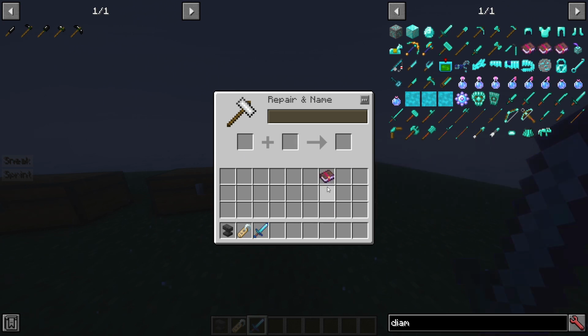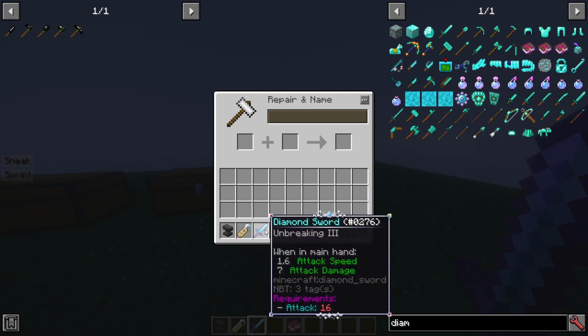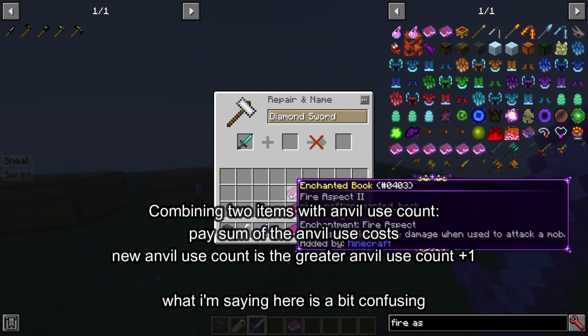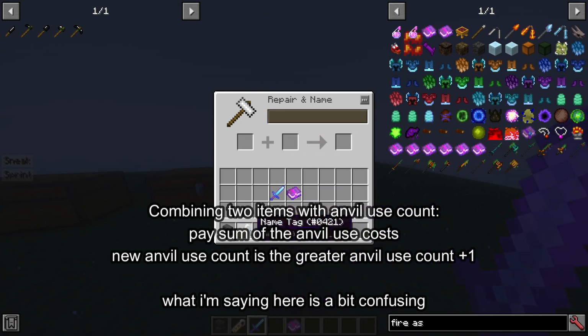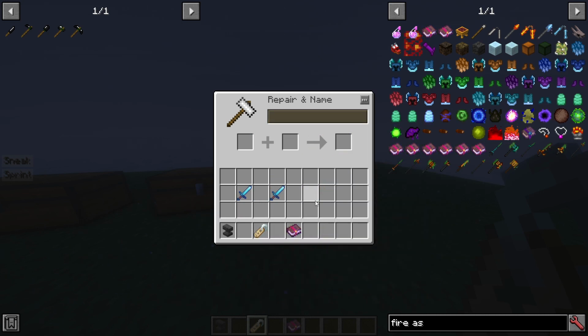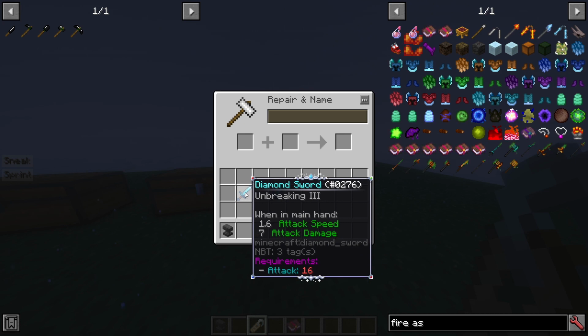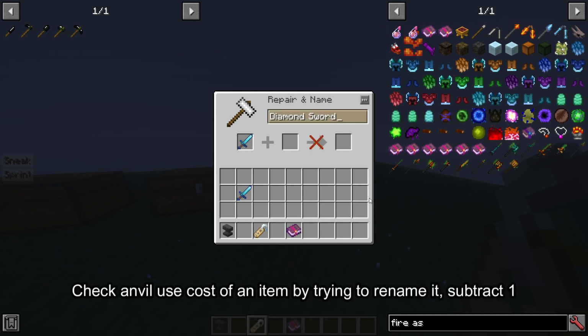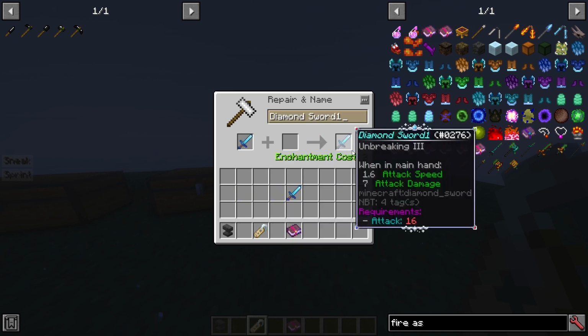Now, we have two items that both can have Anvil use counts. What happens if you combine two items which both have an Anvil use count? You don't get the sum of the cost, you get the maximum of the two. So we have used this once. We have used this twice. So the Anvil use count of this is 1, of this is 2, the Anvil use cost of this is 1, the Anvil use cost of this is 3. You can check that by trying to rename the item and subtracting 1 for the operation of the renaming. So this is 3 and this is 1.